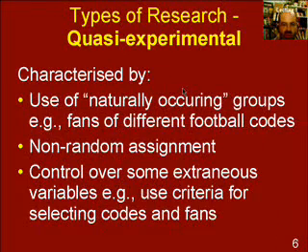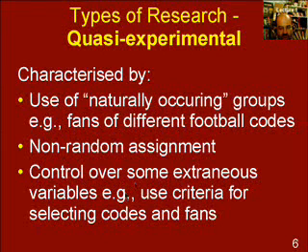In quasi-experimental studies, we use naturally occurring groups. For example, if we wanted to compare, say, the political attitudes of fans of different football codes, soccer, AFL, rugby league, rugby union, it wouldn't make sense to do an experimental study to create fans out of people who didn't already have a fanship. It would make far more sense to go along and sample from each of the four types of football codes. So therefore we have non-random assignment.